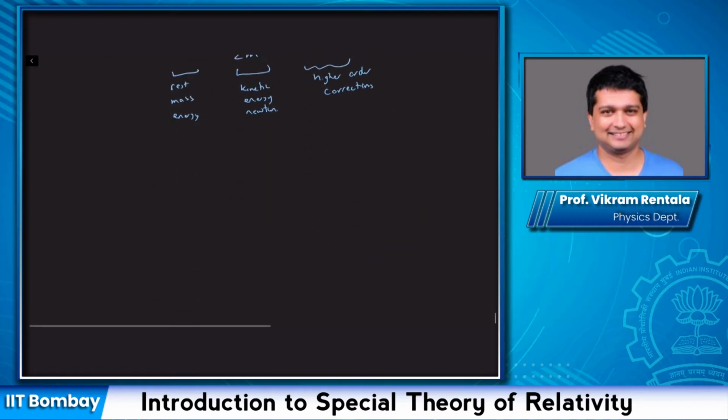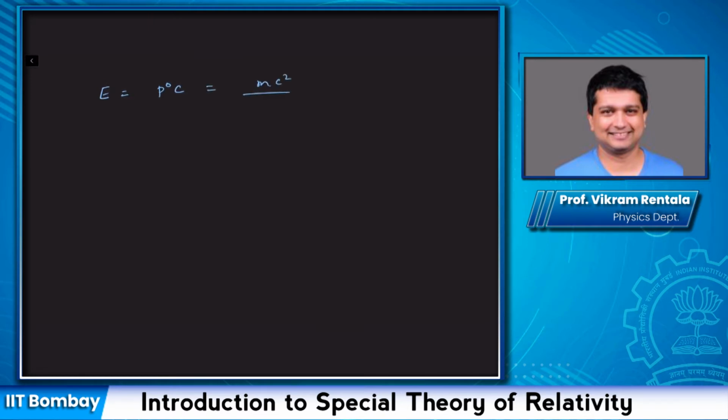Okay, let's look at the expression for energy again. So energy was p0 times c, which was mc² over the square root of 1 minus u²/c². This is the exact expression for energy in special relativity. And let's plot this energy of a particle as a function of its speed.